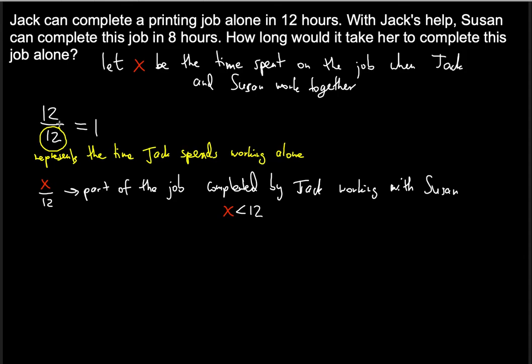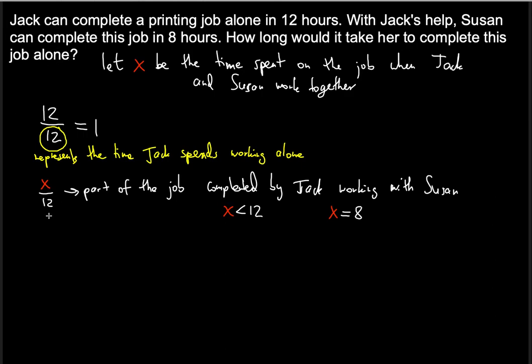Now, the question also says Susan can complete the job in 8 hours, but together with Jack, though, right? So that means X is equal to 8, and X is less than 12, as it should be, okay? Now, we're asked to find how long it would take her to complete this job alone, right?